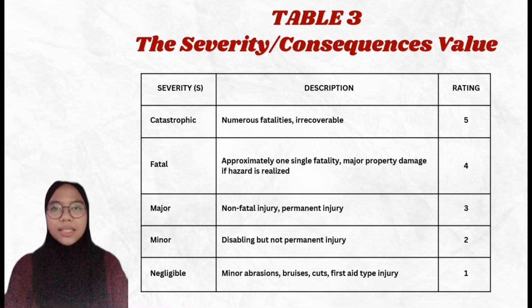Catastrophic is numerous fatalities or irrecoverable harm such as occupational cancer or acute poisoning. Next is fatal, which is a serious bodily injury involving approximately one single fatality or major property damage if the hazard is realized. Major is non-fatal injury, which involves non-permanent disability or ill health requiring medical treatment such as burns, sprains, minor fractures, etc. Next, the minor type involves disabling but not a permanent injury. And lastly, negligible is minor abrasions which just require first aid and may need the remainder of the work period or shift off before being able to return to work.